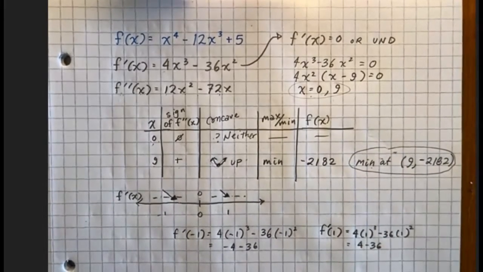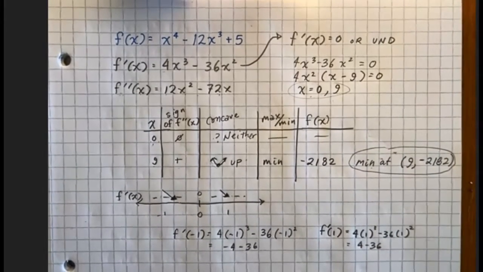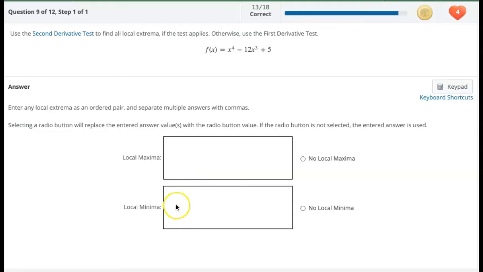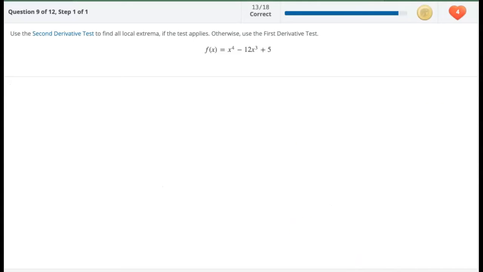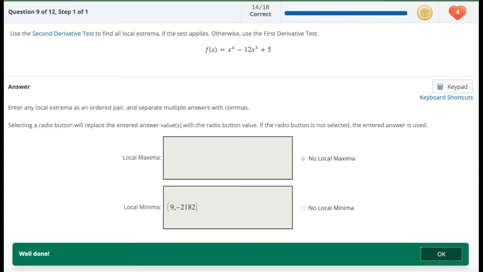So let's go back to our homework and see if that's right. See if we get the green screen. All right, so keep your fingers crossed for me. I have a local min at (9, -2182). Let's see, submit answer. Sweet! Well done. Good job, everyone. Thanks for sticking with me.